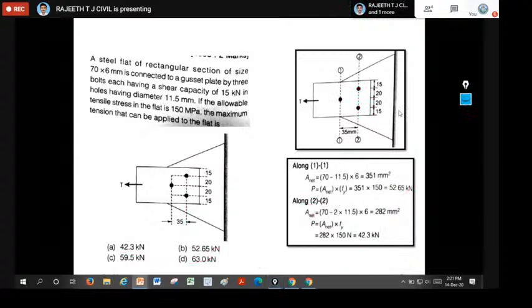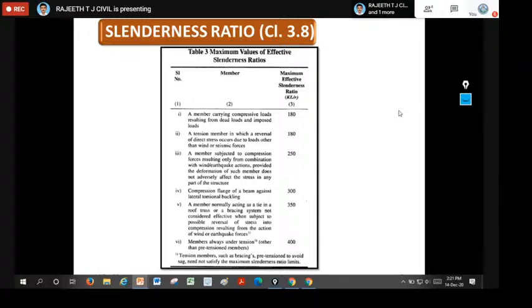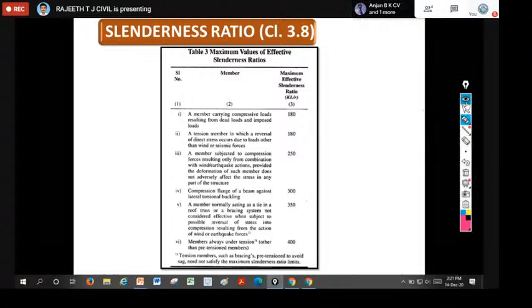Then if you move on to the next slide, that is slenderness ratio. This is one of the important parameters we're going to use frequently for tension member and compression member design. In some cases, we check in tension also. So this is given in Table number 3. This is a very, very important table. So Table number 3, you should remember this. So I will read the values here.